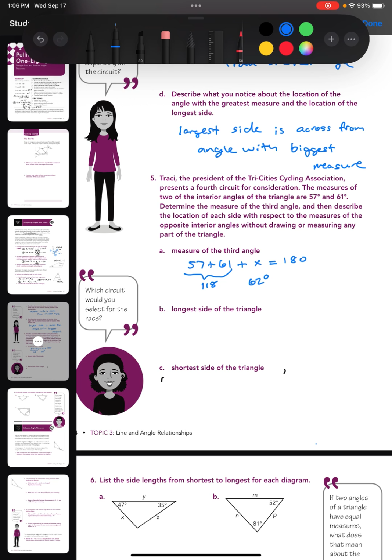So our longest side is going to be across from the largest angle, which is 62 degrees. So the longest side is going to be across from the angle that's 62 degrees. And the shortest side is going to be across from our smallest angle, which is the one that's 57 degrees. So the angle that's 57 degrees.